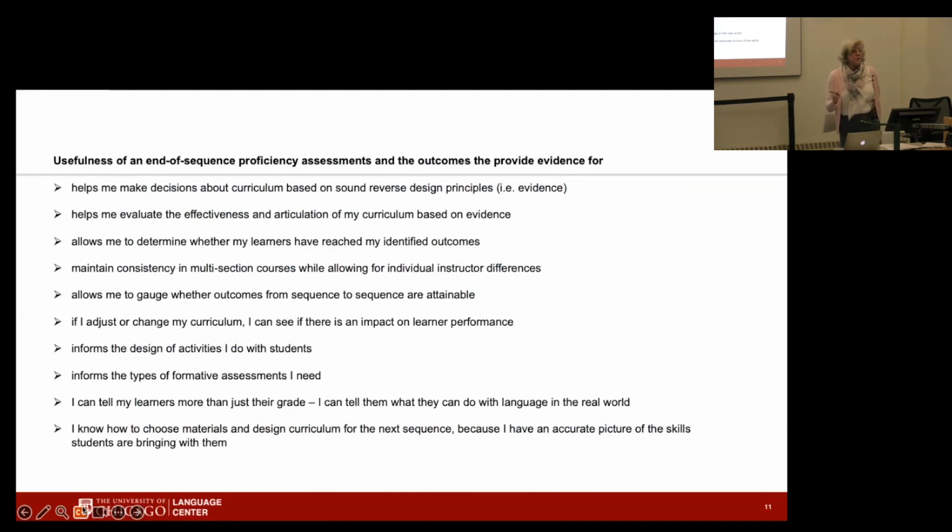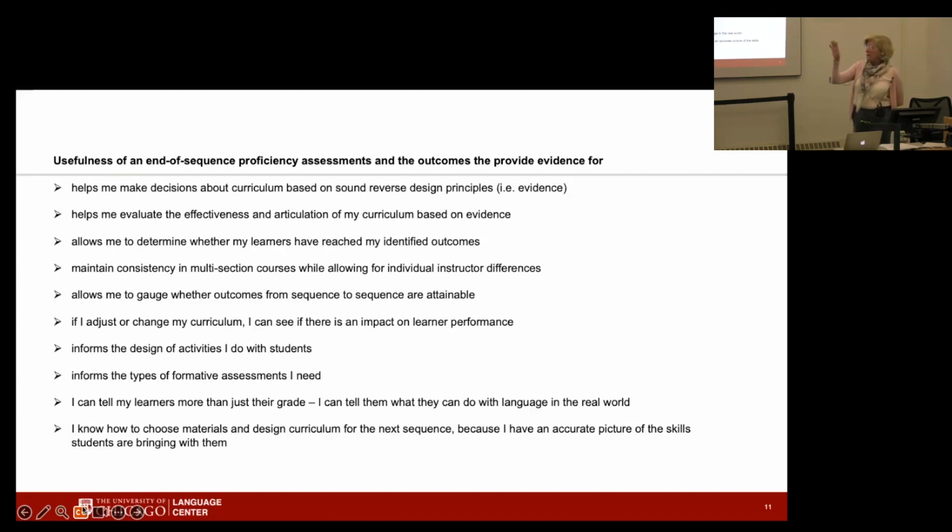So some advantages to having these proficiency outcomes and testing them. Some things that it tells you about your program. So first of all, I can make decisions about what I'm teaching and how I'm teaching it. I know what I'm headed for, and I know how it's going to be tested. Now, let me back up for a minute. I'm still teaching and doing achievement testing in my chapter tests and quizzes.